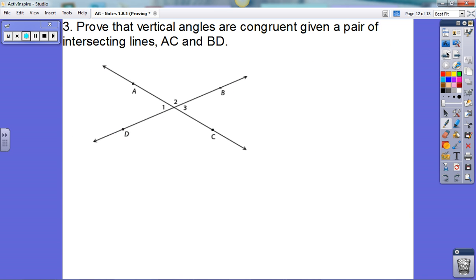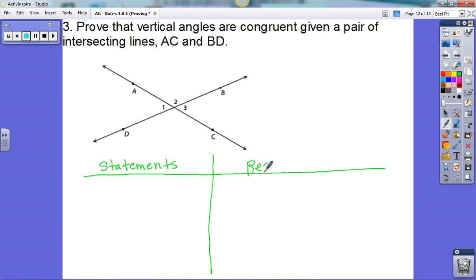Alright, proving that vertical angles are congruent given a pair of intersecting lines. So we're not just going to use that assumption that vertical angles are congruent, that theorem. We're going to actually prove that theorem. We're going to do it as a two-column proof, but it's going to be a little bit more algebraic. Remember that with a two-column proof, we have our statements and our reasons.